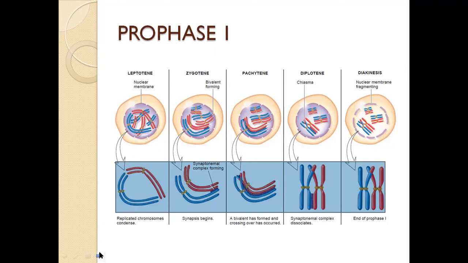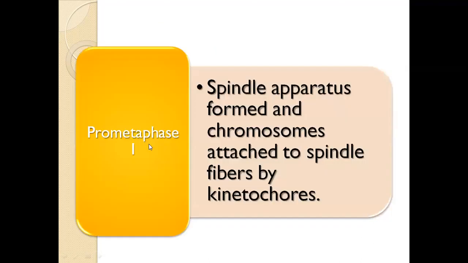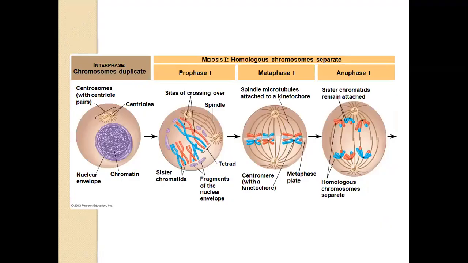After prophase 1, we're going to have a stage between prophase and metaphase 1. This stage is called prometaphase 1. In this stage, the spindle apparatus is going to be formed, and the chromosomes will be attached to the fibers by the kinetochores. So that happens in prometaphase 1.